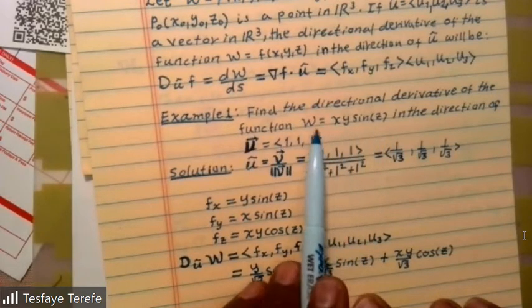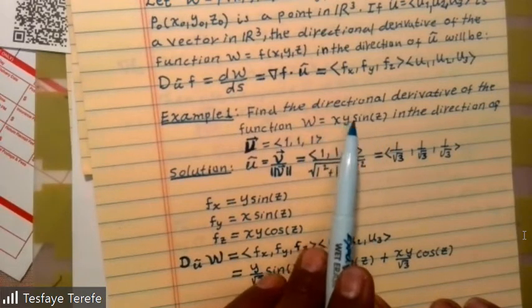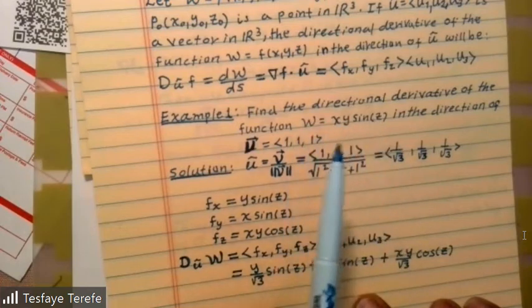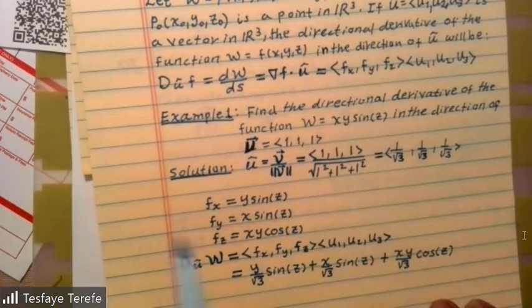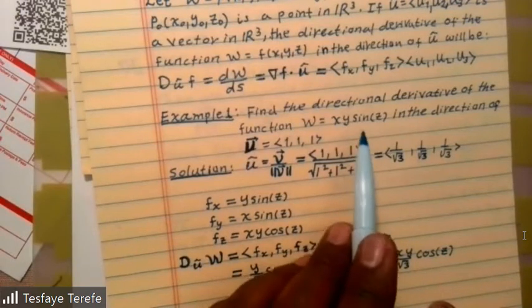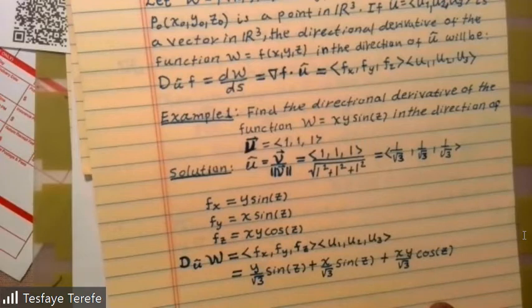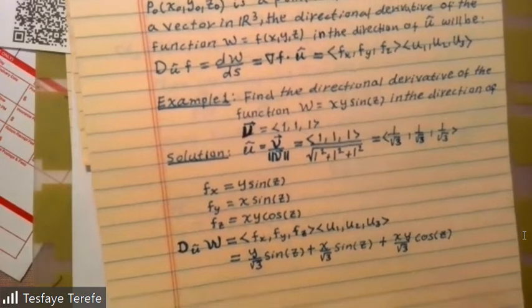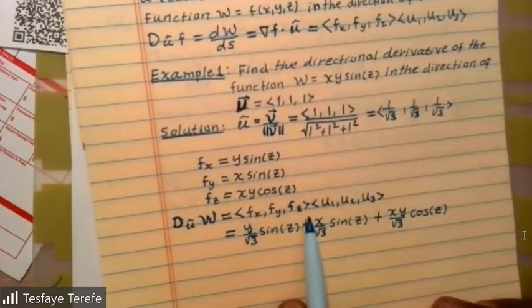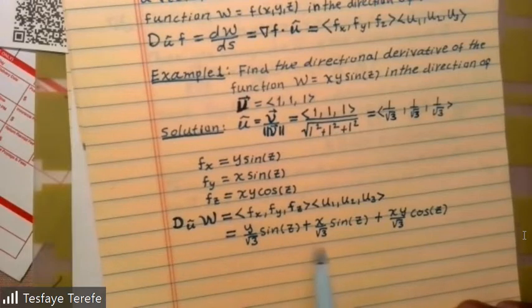Then the partial derivative with respect to x of this function is y times sine of z. And the partial derivative with respect to y: x and sine z are constant, so it will be x sine z. And the partial derivative of the function with respect to z, x and y are constant, the derivative of sine is cosine, so xy cosine of z. So you have the directional derivative, the dot product of the two, except you have 1 over square root of 3 as a coefficient in all.